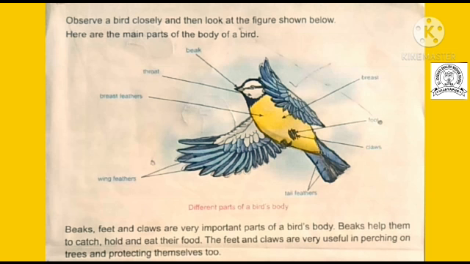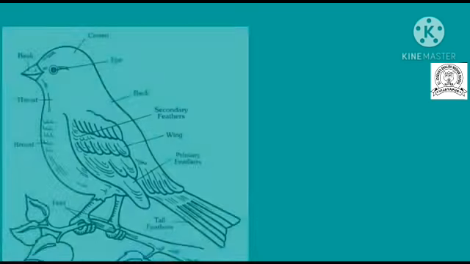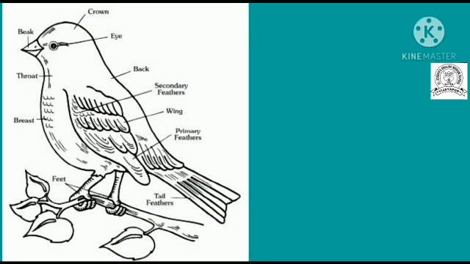So children, whatever I read now, at that time you open your textbook and see which part I will read. Obviously, birds are very different from humans and other animals also. They have different body parts. Now children, you can see in the picture. A bird has a beak, throat, breast, feet, claws, and the wing feathers, tail feathers.